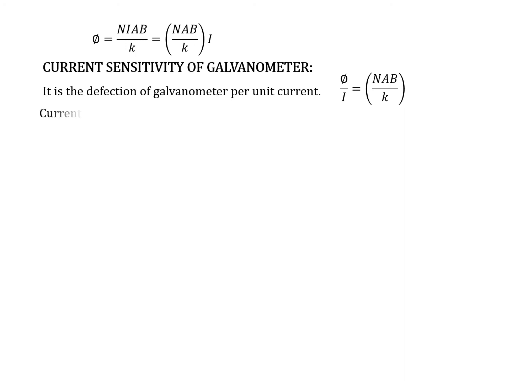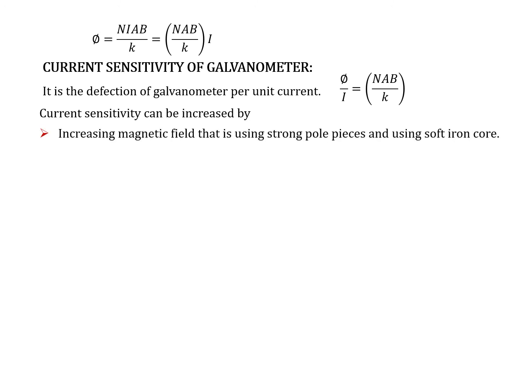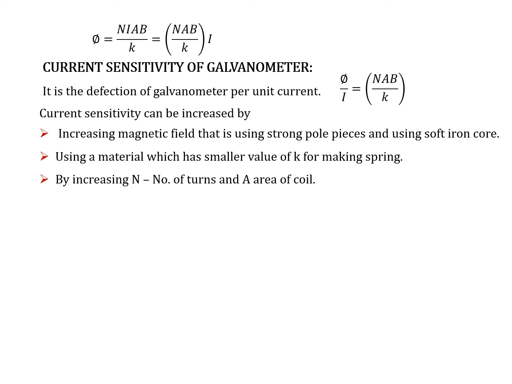Hence, we can increase the sensitivity of the galvanometer by increasing the magnetic field, that is, using strong pole pieces and using a soft iron core. It can also be increased by using a material which has a smaller value of K for making the spring. If the torsional constant K is small, the sensitivity will be more. It can also be increased by increasing N, that is the number of turns of the coil, and A, that is the area of the coil.